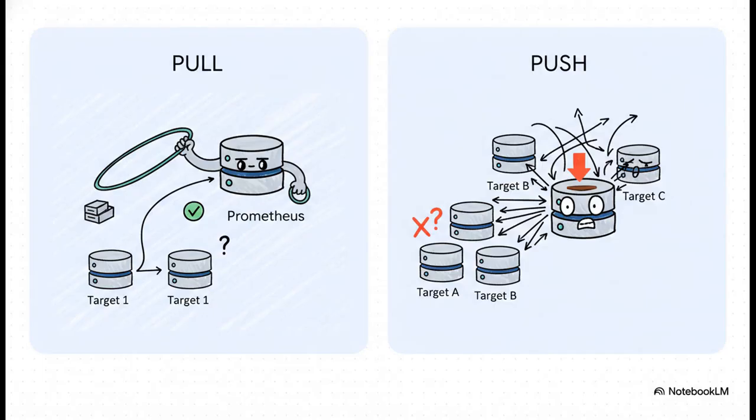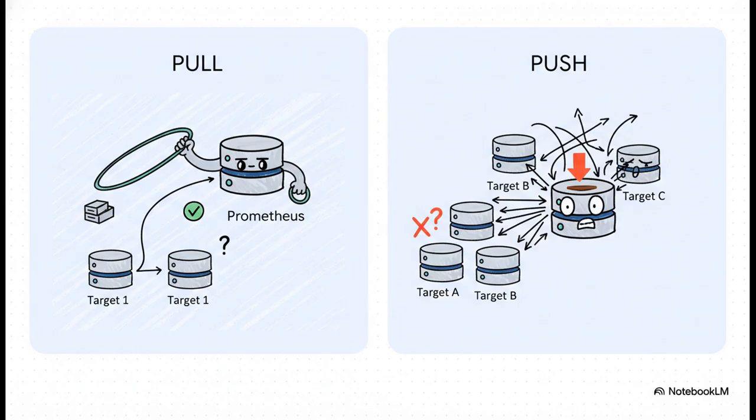And this brings us to what is maybe the most important design decision in all of Prometheus, the way it collects data. Most older systems used a push model, where every application was responsible for sending its own health data to a central spot. But Prometheus flips that on its head. It uses a pull model. The Prometheus server actively reaches out and pulls, or scrapes, metrics from its targets. This is genius, because not only is it more efficient, but it's also a built-in health check.